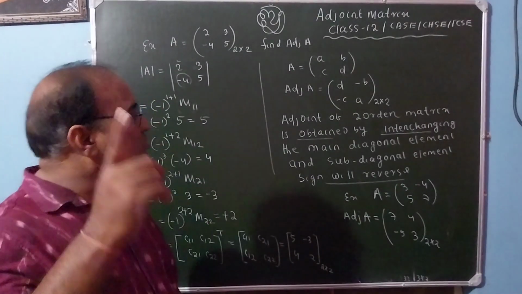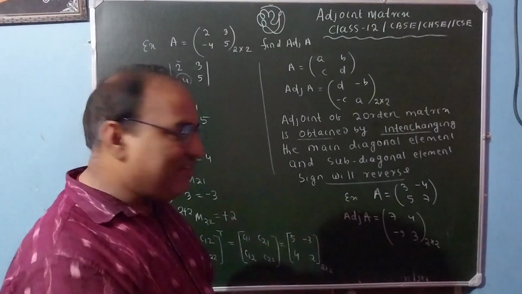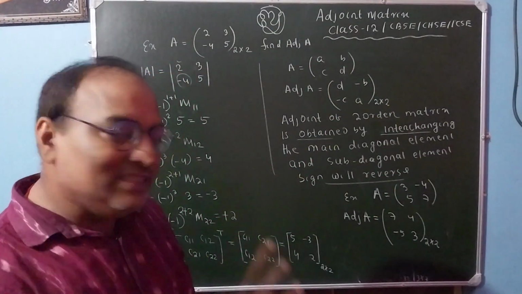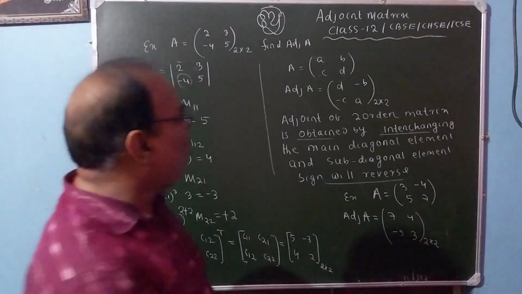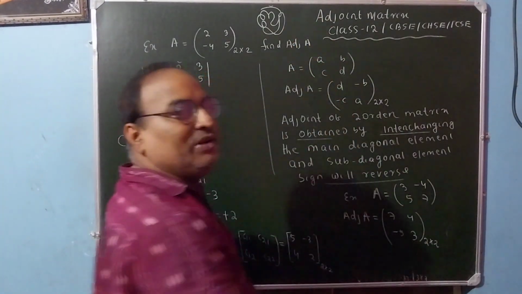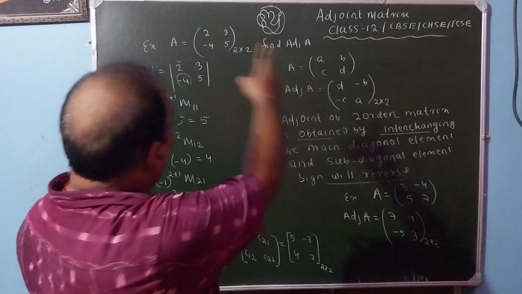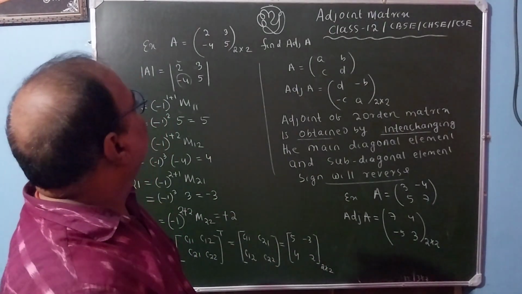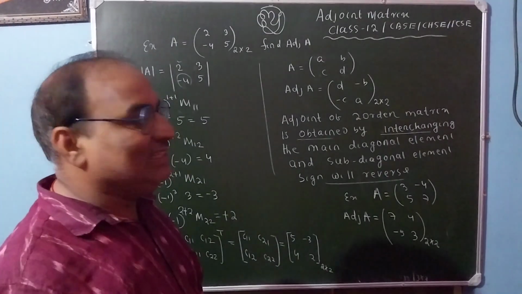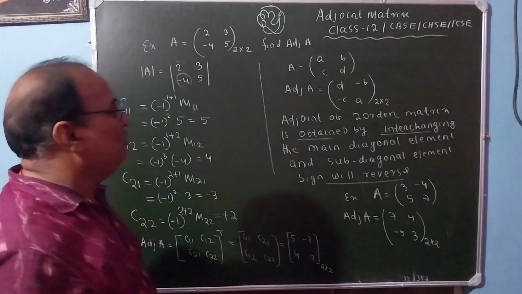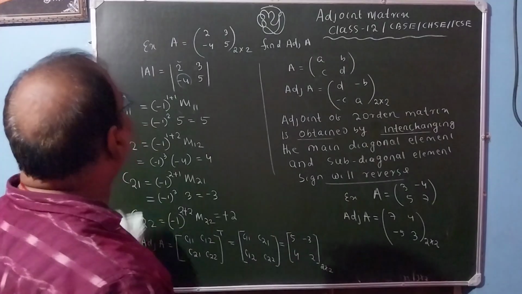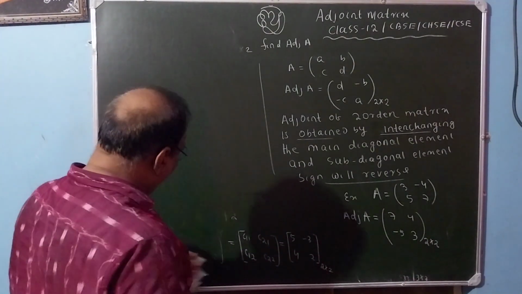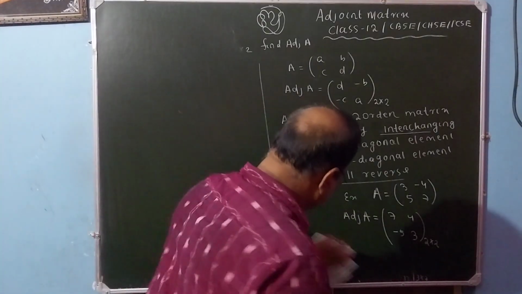The adjoint of second order matrix is obtained by interchanging the main diagonal element, whereas the subdiagonal element sign will be reversed. Okay, so this is a procedure for finding out the adjoint of second order matrix. Now we are going to discuss the adjoint of third order matrix. Okay, so write down one example. Adjoint of third order matrix.